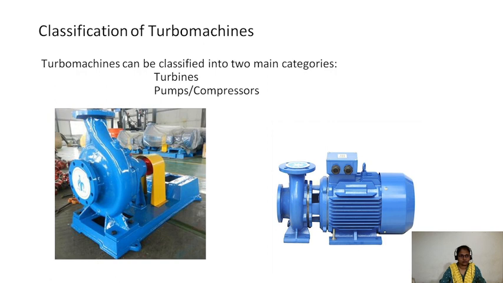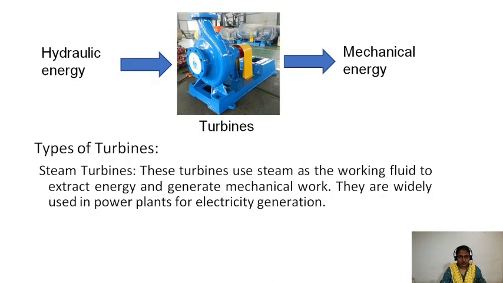Now coming to classification, turbo machines can be broadly classified into two main categories: turbines, and pumps or compressors. What are turbines? Turbines are devices that convert hydraulic energy of the fluid to mechanical energy. Basically, the fluid will come, expend some energy, and in return move or rotate a mechanical part, thereby giving mechanical energy to the mechanical part.